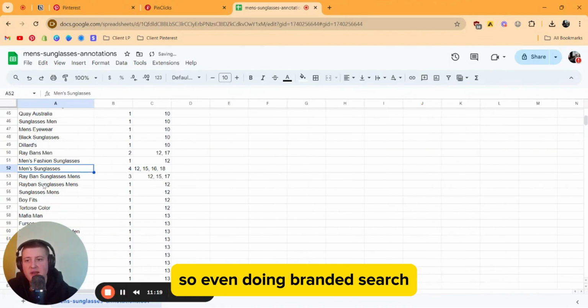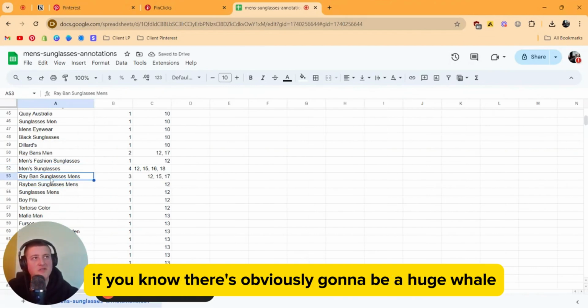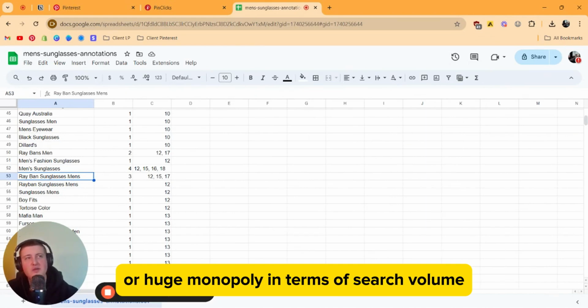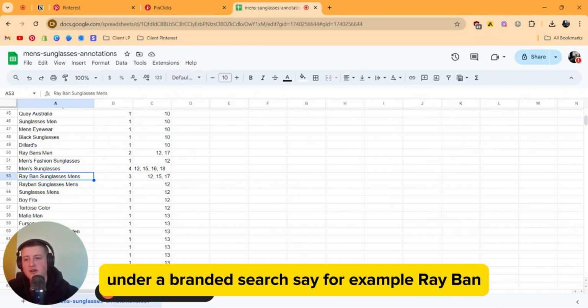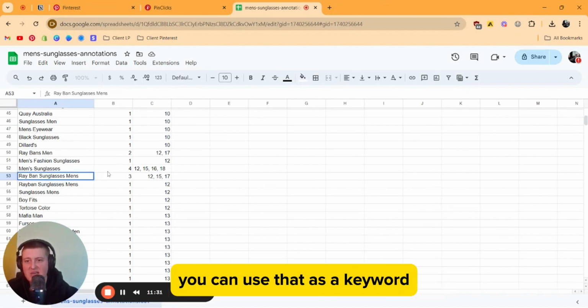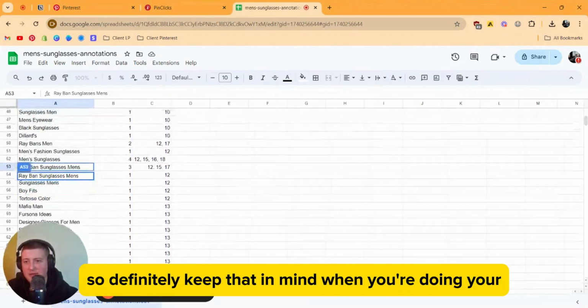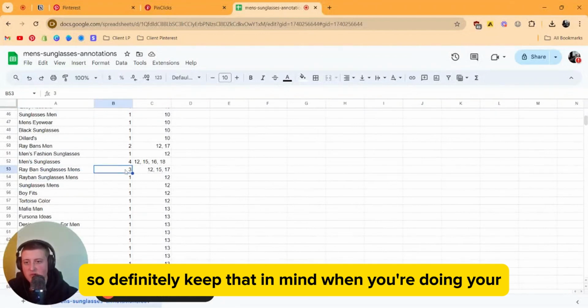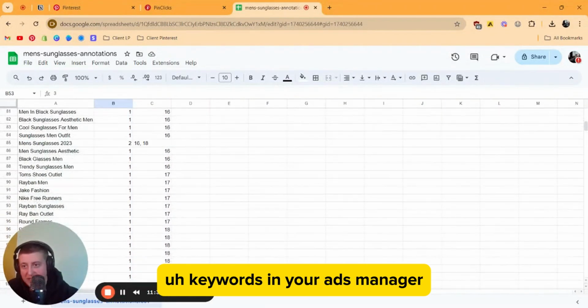So even doing branded search, when you're running your keywords, if you know there's obviously going to be a huge whale or huge monopoly in terms of search volume under a branded search, say for example Ray-Ban, you know that you can use that as a keyword when people are searching. So definitely keep that in mind when you're doing your keywords in your ads manager.